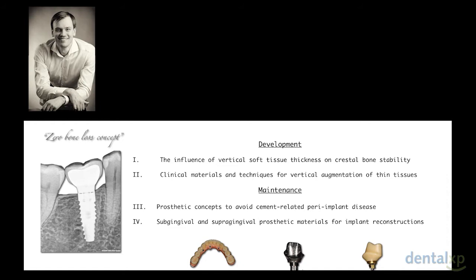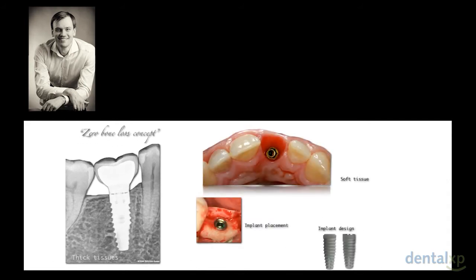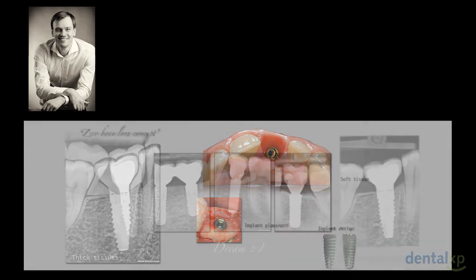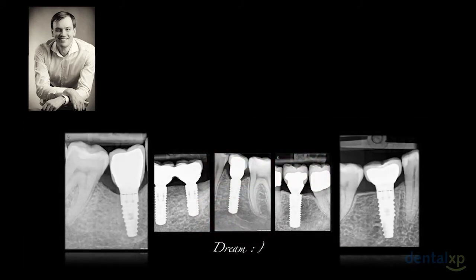And today we really will start with the first lecture, the influence of vertical soft tissue thickness on crestal bone stability. And here we're going to talk about soft tissues, implant placement, and implant design. But let me start with this picture, because I always start my lectures with this picture. And I always say that this is the dream of every dentist.